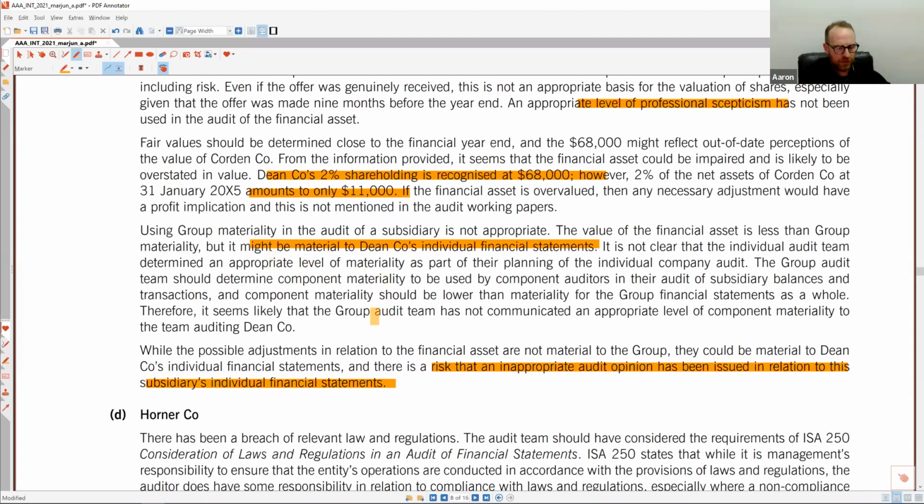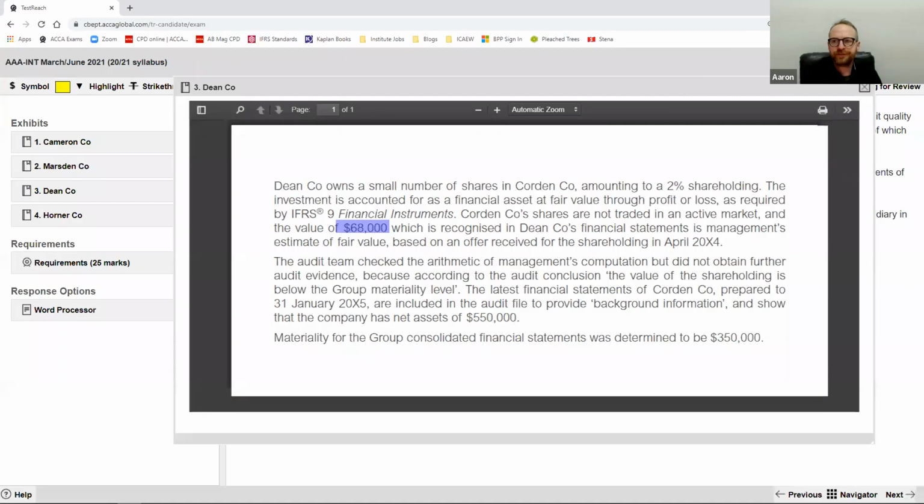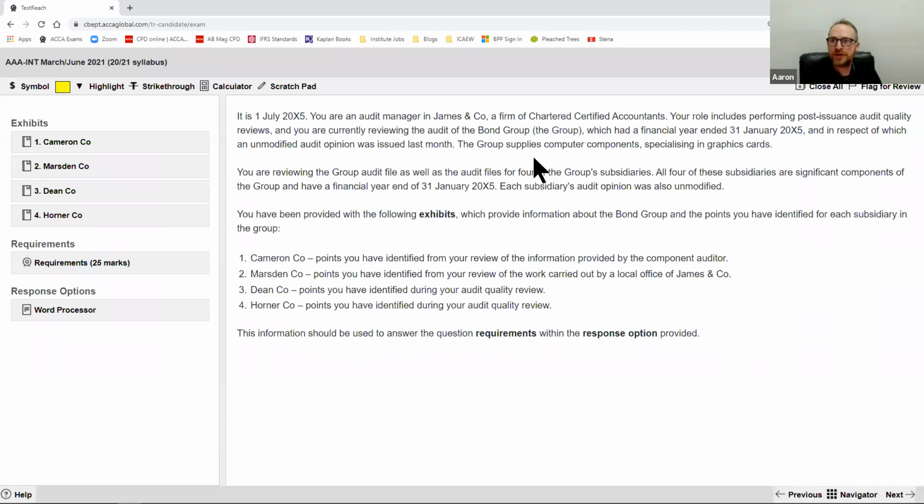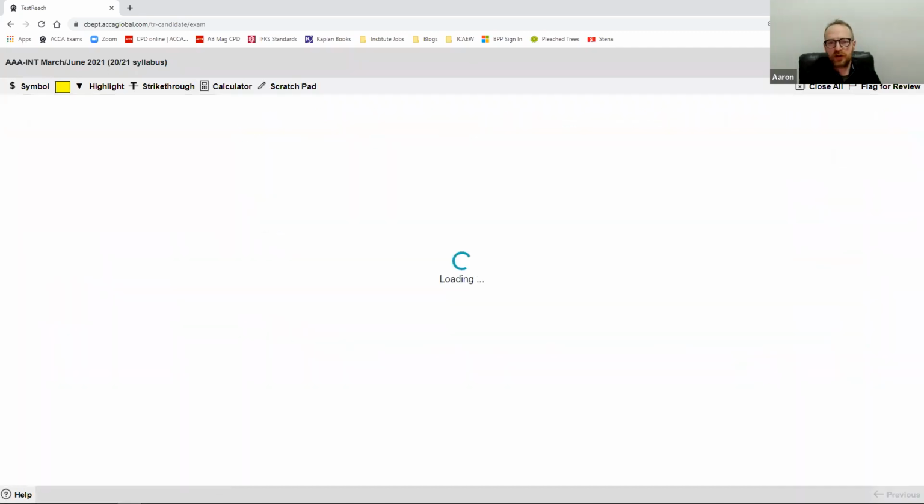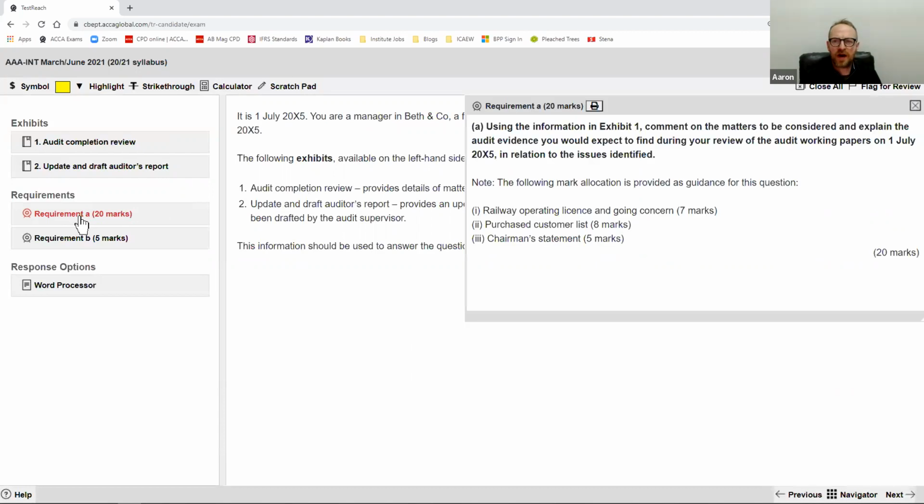Right, okay. Running a little bit short on time, so let's just finish off, because we've been talking a lot tonight about what you know is going to be on the paper. What do you know is going to be on the paper? Reporting is going to be on this in some form. Okay, so what have we got? Requirement A. Oh, look, there's our matters to be considered, and audit evidence, railway operating license and going concern, customer list, chairman's statement.